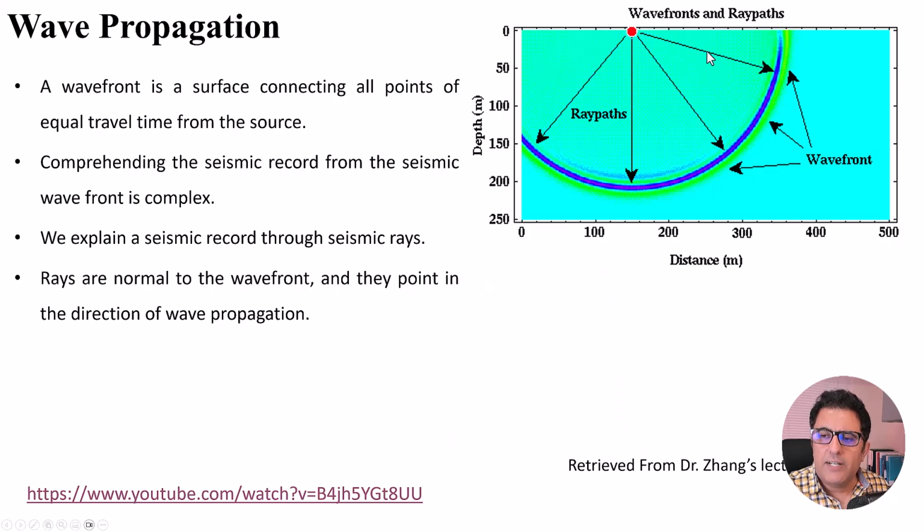A ray path is a vector that is perpendicular to the wavefront, and indeed it is sometimes much easier to show the travel route of a seismic wave in terms of ray path. This is something that I'm going to follow in this lecture for the sake of simplicity. But notice that what is really happening in the real world is the propagation of a complex wavefront.